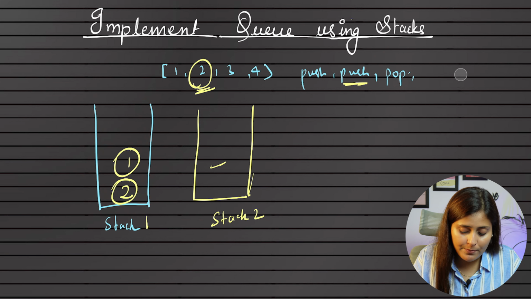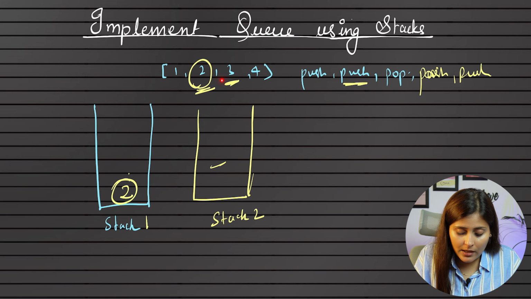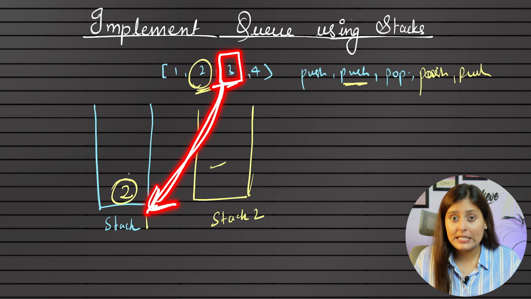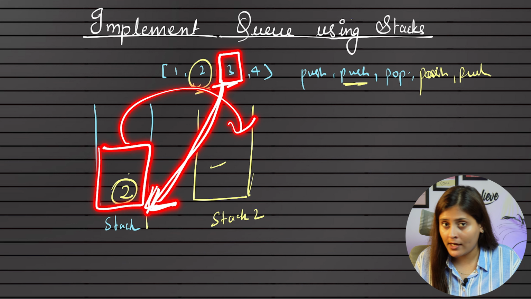Okay, after pop, let's call 2 push functions. So definitely you will pop 1. Now suppose you want to push 3. So what was the rule? Whatever is coming now, it should go till the end, correct? So if you want to insert at the end of the stack, whatever is there in the stack, you have to remove it and put it in another container.